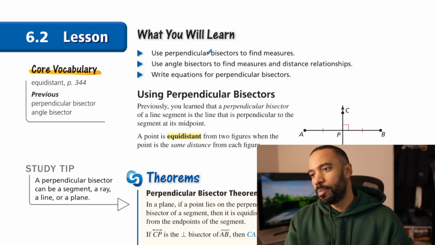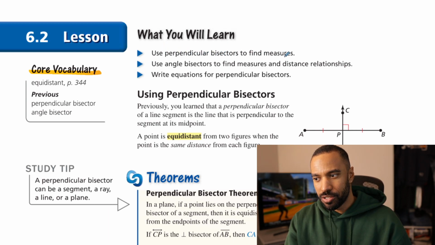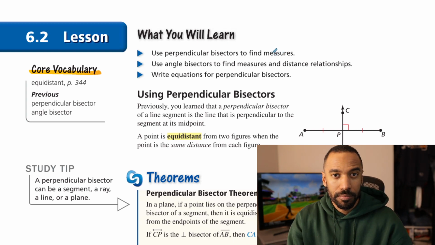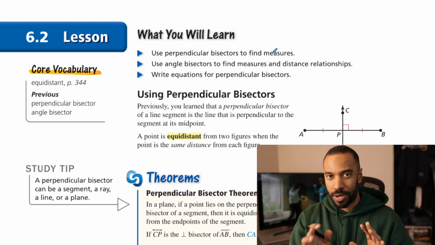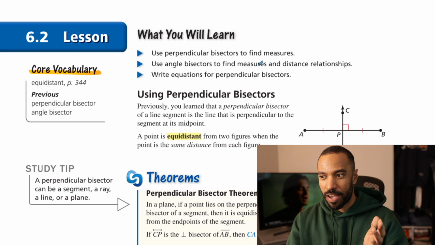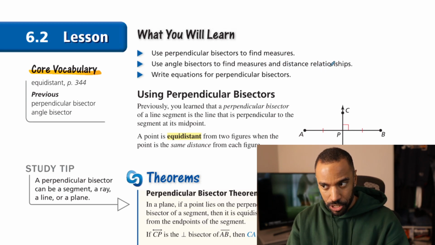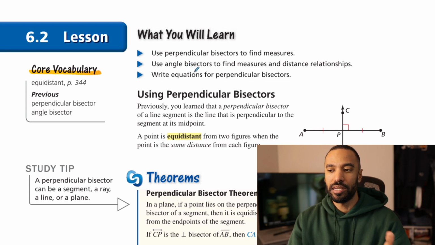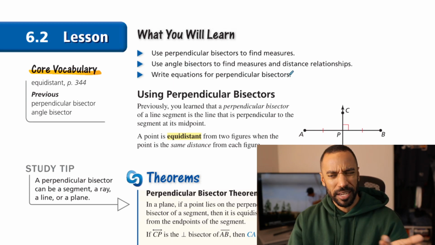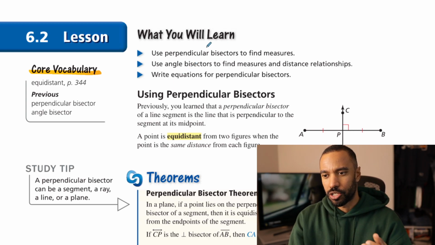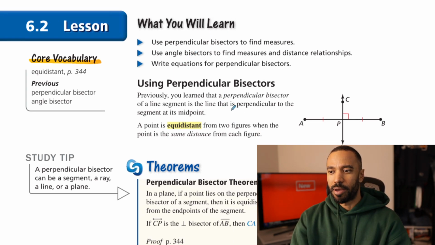You are going to use perpendicular bisectors to find measures. And this is a common thing. They'll either have just a number, a constant value, or something in an algebraic equation, a very basic one for you to solve. Use angle bisectors to find measures and distance relationships. We'll see what they mean by the distance relationships part. And write equations for perpendicular bisectors. That might be a word problem-based thing. I'm actually not sure.